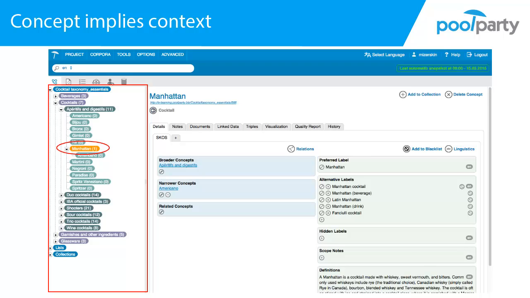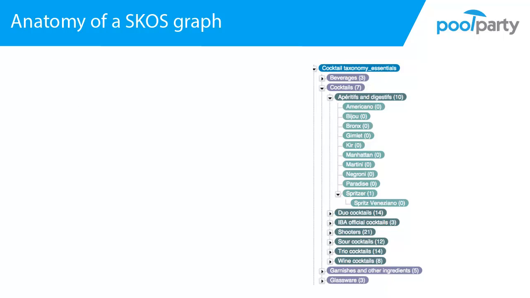First of all, it is part of a project dedicated to the domain around cocktails. And second, it is part of the concept scheme cocktails. And this taxonomy structures this domain even more precisely and introduces the structuring elements, aperitifs and digestives, where Manhattan is included. In SKOS you can work with 3 hierarchy levels.